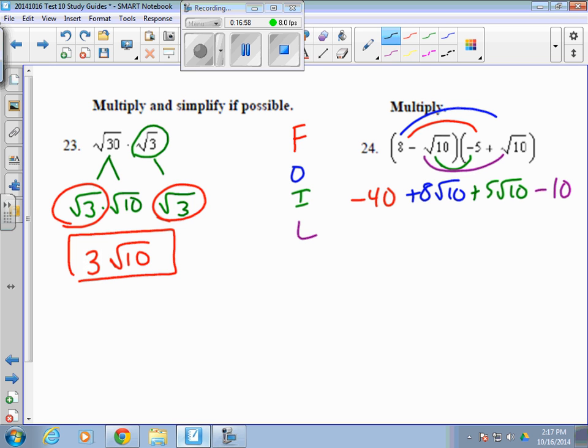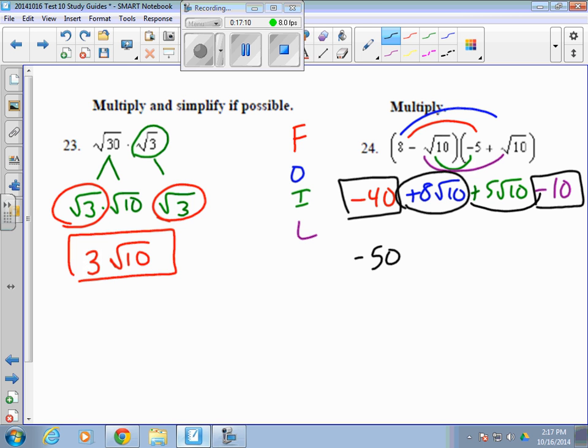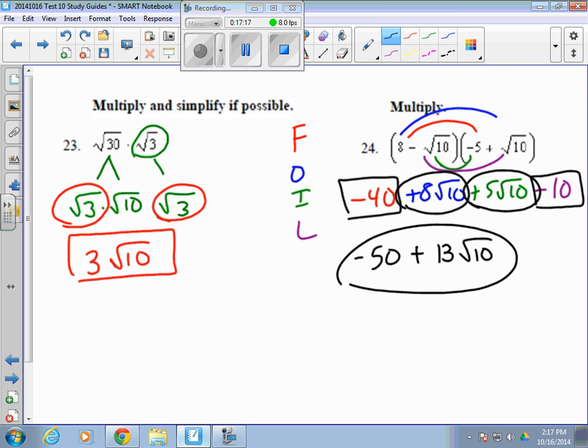So now just combine your like terms. Negative 40 combines with negative 10. Same sign. Add them up. 40 plus 10 is 50, and keep the sign negative. Negative 50. 8 times the square root of 10 plus 5 times the square root of 10 is going to be plus 13 times the square root of 10. This is your simplified version.